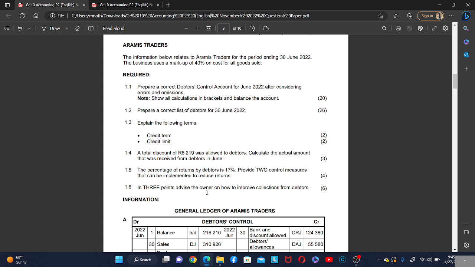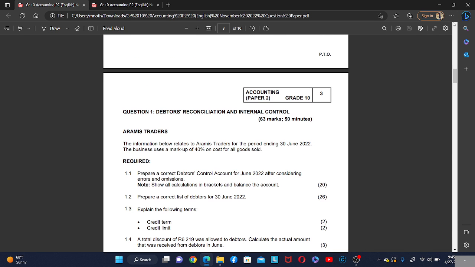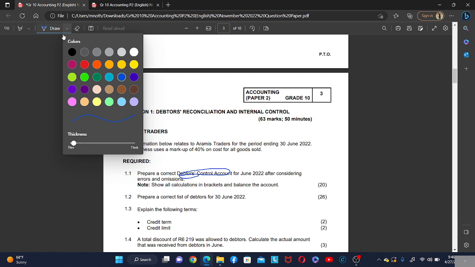Today we are going to do the debtors reconciliation. So actually we are comparing the debtors control with the debtors list. The debtors control is the total of all our debtors. Then you have the debtors list.